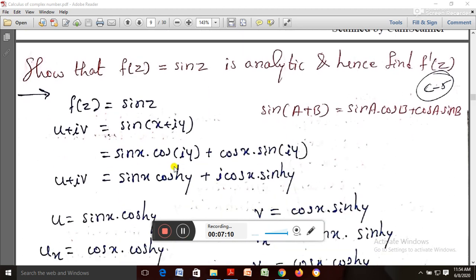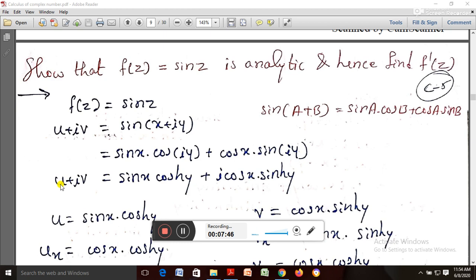That is type 1. Show that f of z is equal to sin z is analytic, and hence find f dash of z. So the given function is f of z is equal to sin z. Then put f of z is equal to u plus iv, z is equal to x plus iy. We get sin of x plus iy. We cannot separate it easily, so we use the form sin(a plus b). Sin(a plus b) is sin a into cos b plus cos a into sin b. We get here sin x into cos iy plus cos x into sin iy.